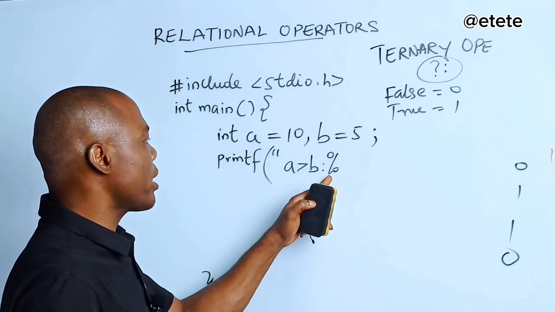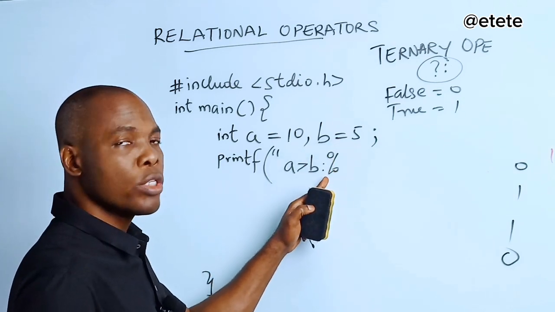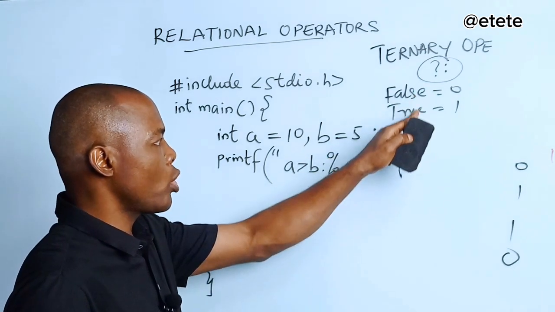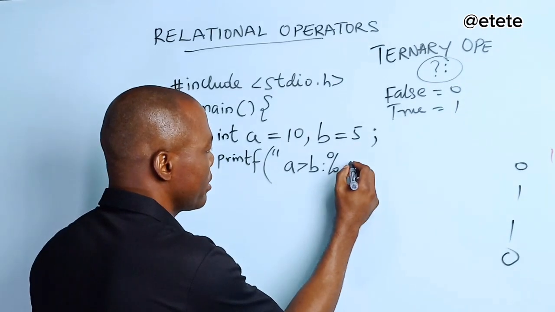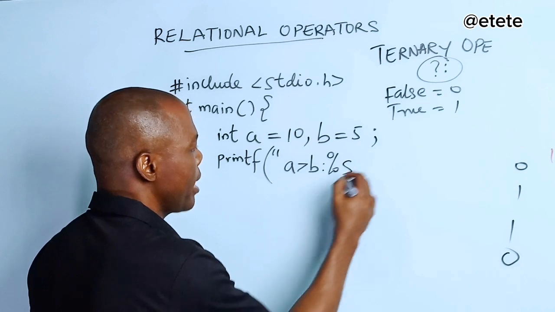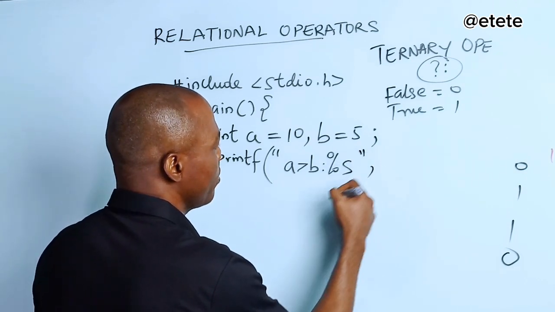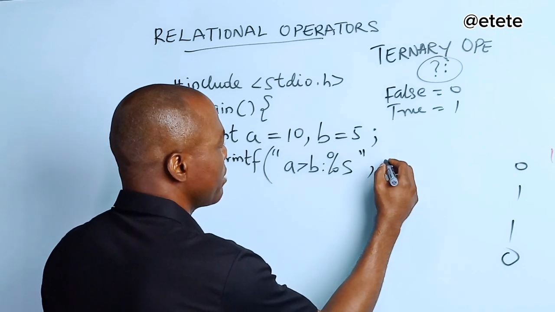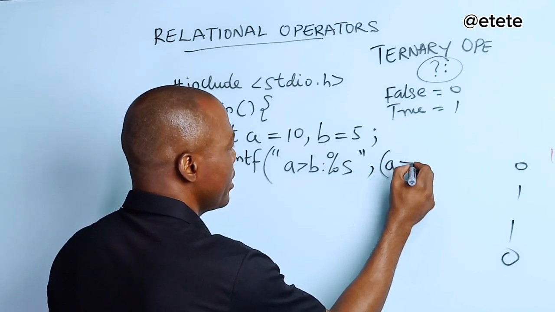Because I want this one to return false or true, the format specifier is not going to be D. It's going to be S, which is a string. Then I will close this and I will do this. Then I will ask my question. So I'm going to put it in parentheses, which is A greater than B.